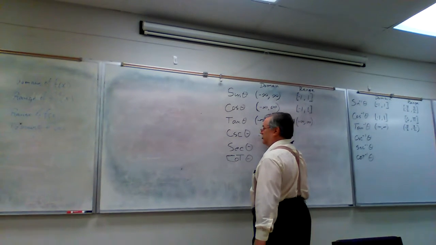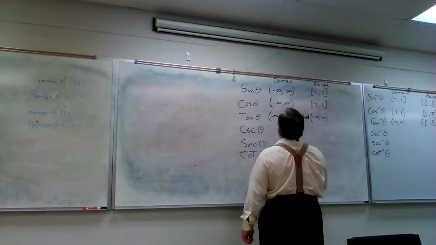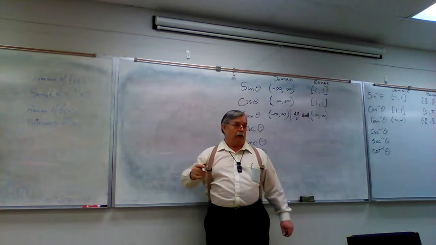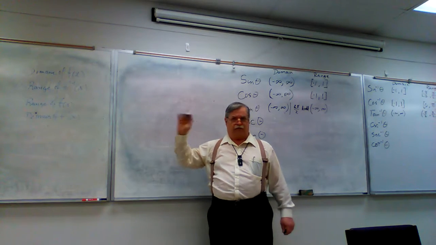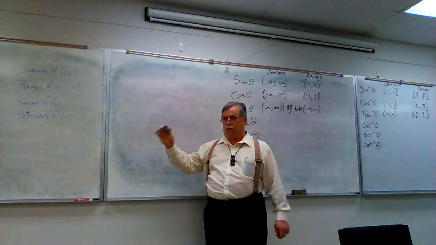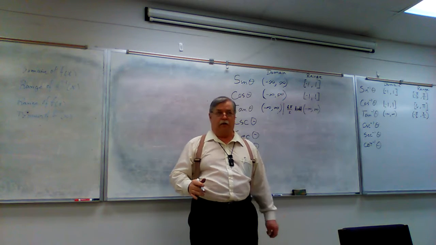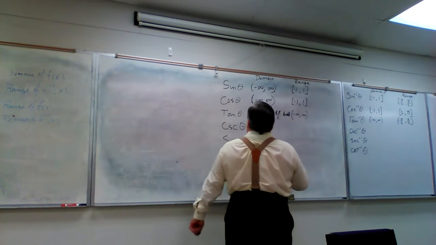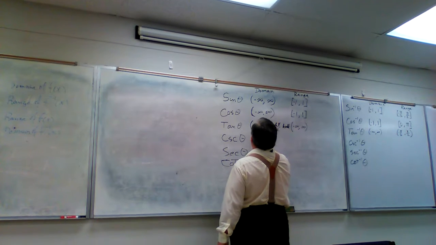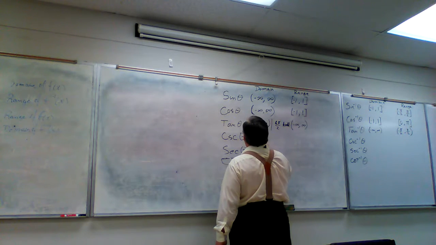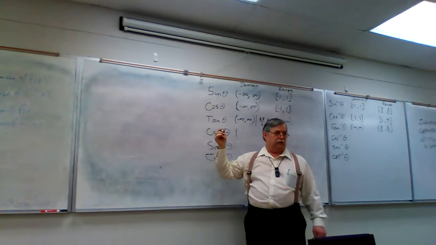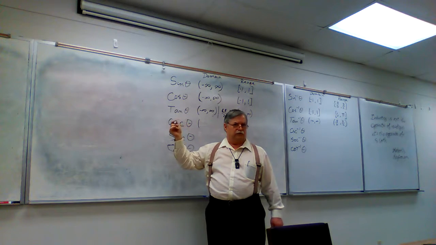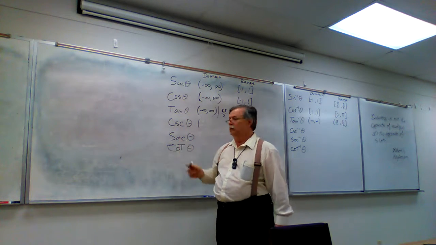Let's try to go through these others as quickly as we can. I hope I've made the point of how you have to think your way through these to understand why the restrictions are there. Let's look at the cosecant. What is the definition of the cosecant? Cosecant is 1 over sine.